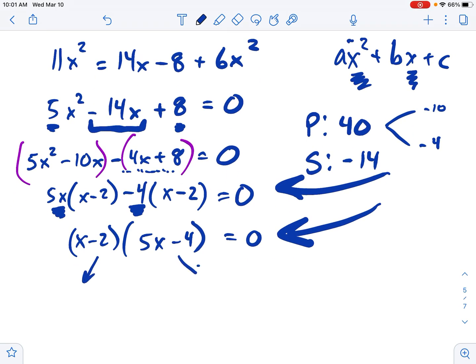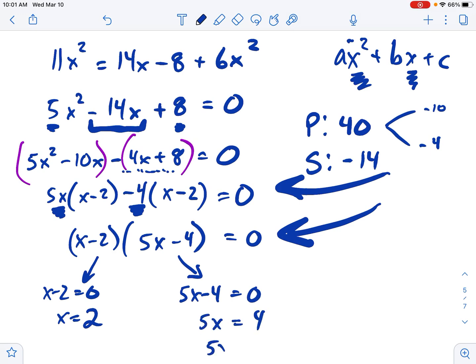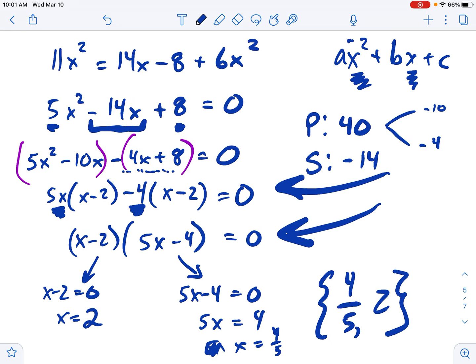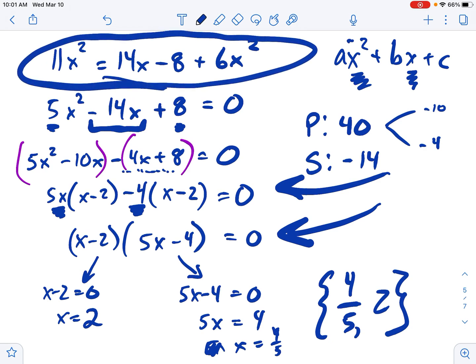Now I set each of these factors equal to 0. This one's easy. I just know x equals 2. This one I could do in my head, but I'd really rather not until I'm really good at these. So, whoops. So we'll get x equals 4/5. So my solution is 4/5 and 2. And yes, you should go back and check in the main equation to make sure that works. I'm not going to make you do that on this video.